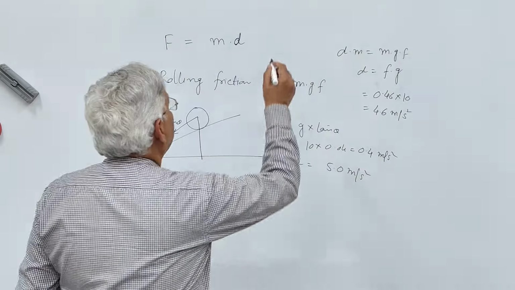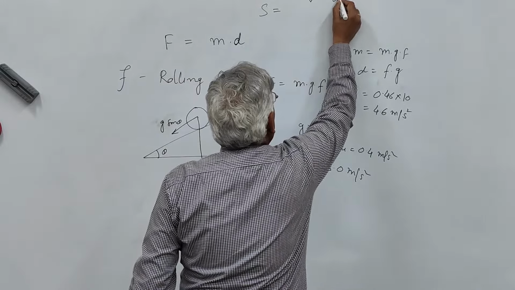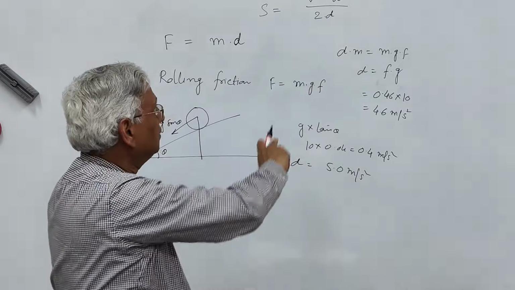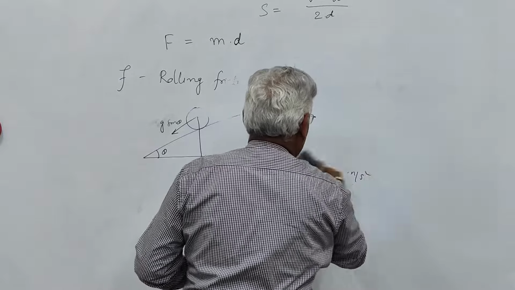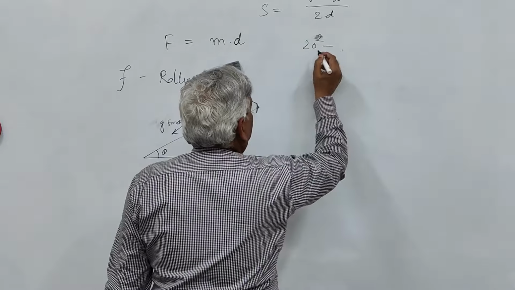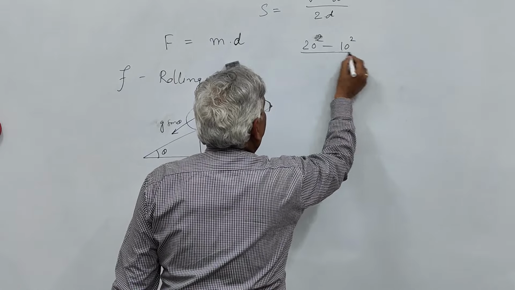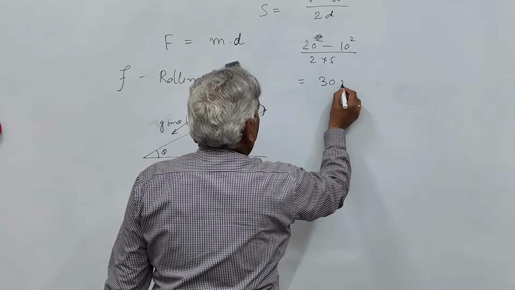Now you can find out how much distance is required to reach a speed of 10 meters per second, that is simple equation of motion. You can put the values of V is 20 meter per second, U is 10 meter per second, divided by 2 into 5, and that gives you 30 meter.